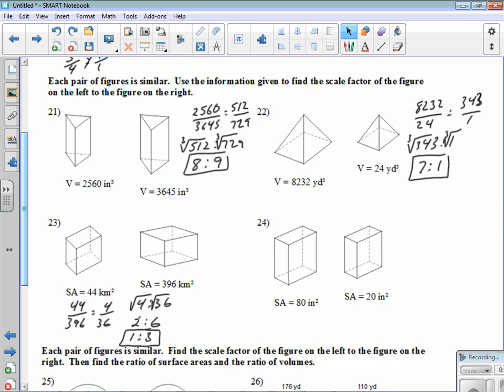Alright, so then 24, we're going to have 80 to 20. Reduce that down, that's going to give us 4 to 1. Or write it as a ratio. And that's the ratio of the surface areas. So to go to the scale factor, we take the square root. It's going to give us 2 to 1.